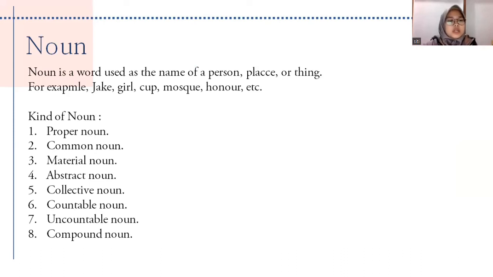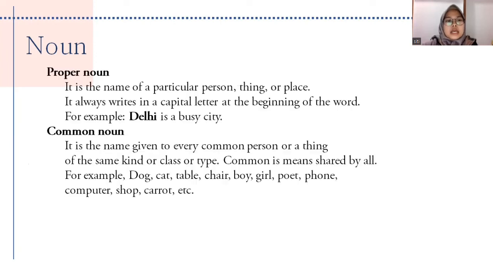And there are kinds of noun such as proper noun, common noun, material noun, abstract noun, collective noun, countable noun, uncountable noun, and compound noun. And this is the definition of each kind of noun. The first one is proper noun. It is the name of a particular person, thing, or place. It is always written with a capital letter at the beginning of the word. For example, Delhi is a busy city. The proper noun is Delhi.